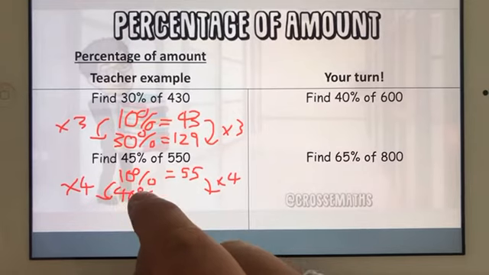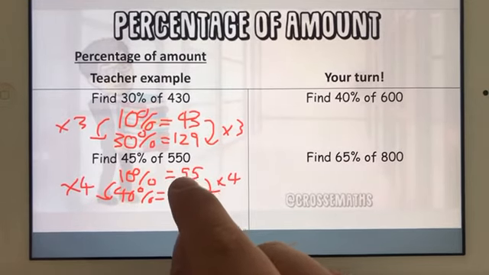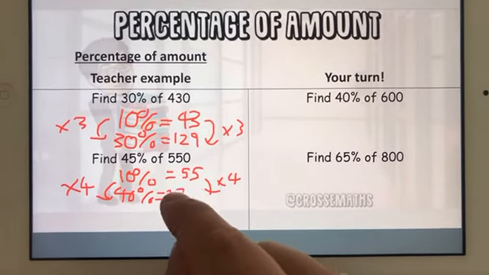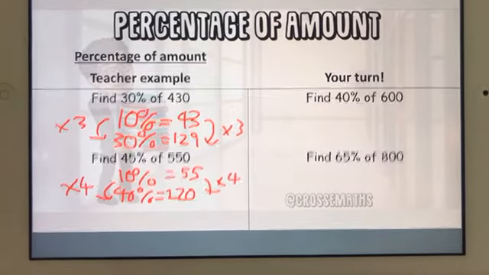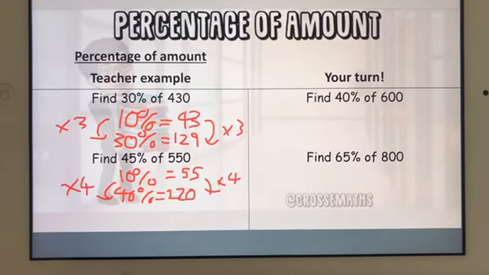40%. So this times by 4 is 220. Take your time with that. Once you've worked that out, the rest of it is quite straightforward.